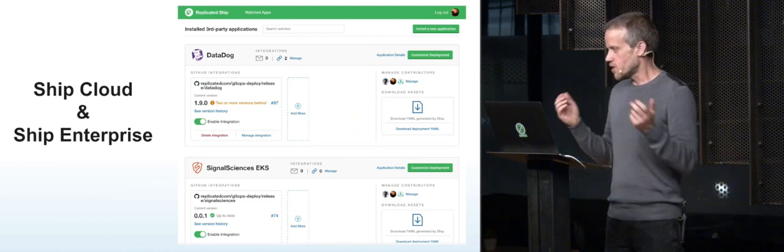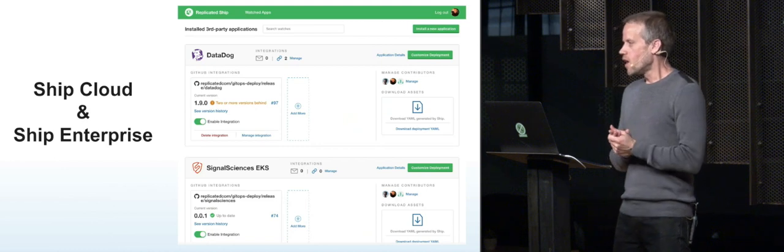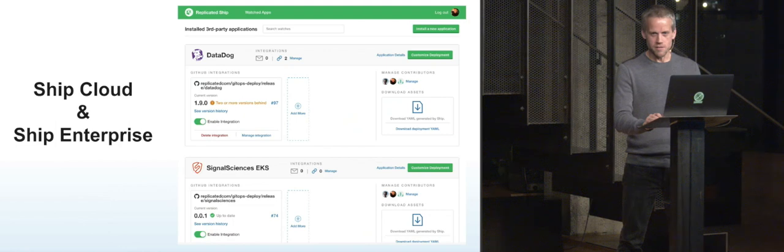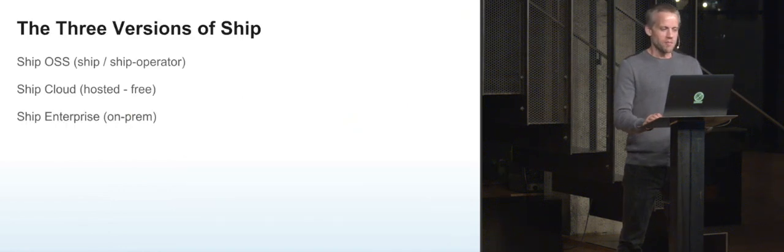And we can take the version that we host that has everything ready to go, running as a Kubernetes application, and run it inside somebody else's environment as ship enterprise, because that's what we do, we run third-party software in Kubernetes. So the 3 versions of ship are open source, which is ship and ship operator, and ship cloud, the free version.